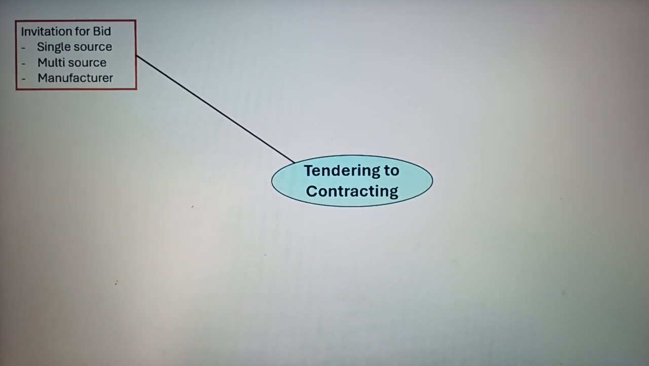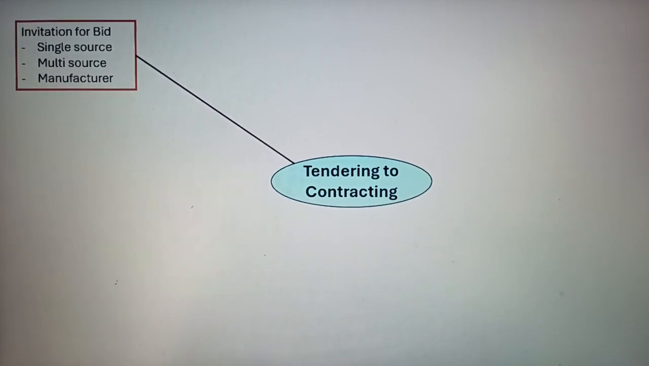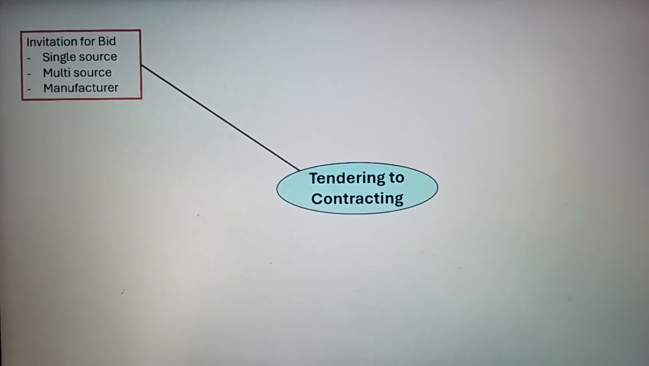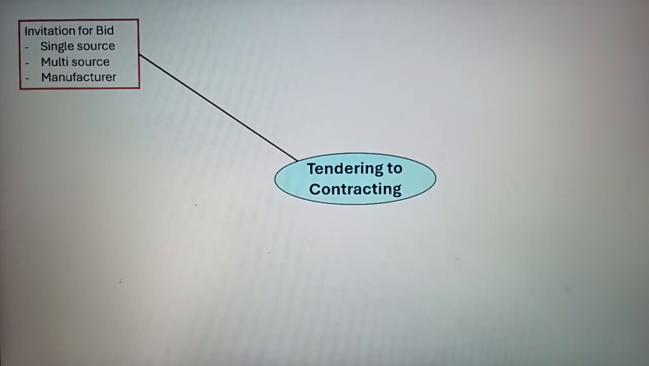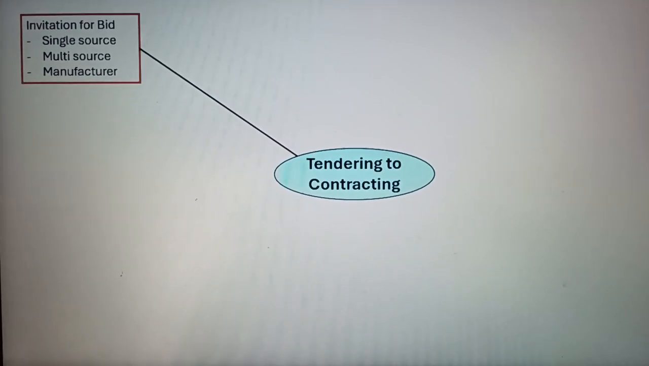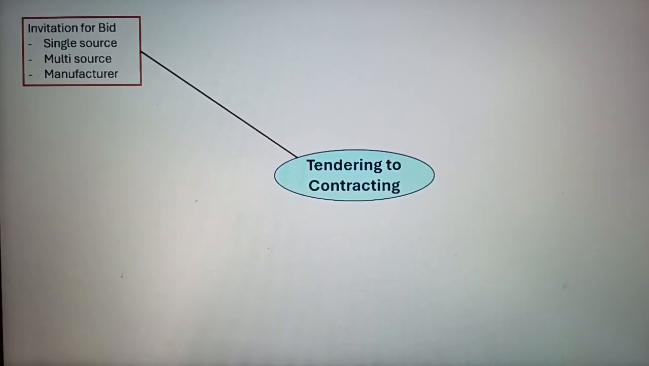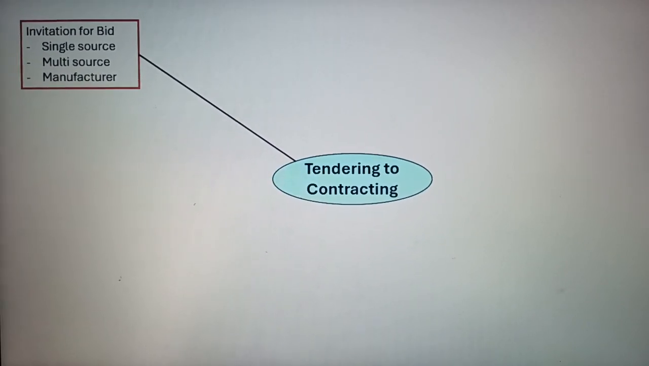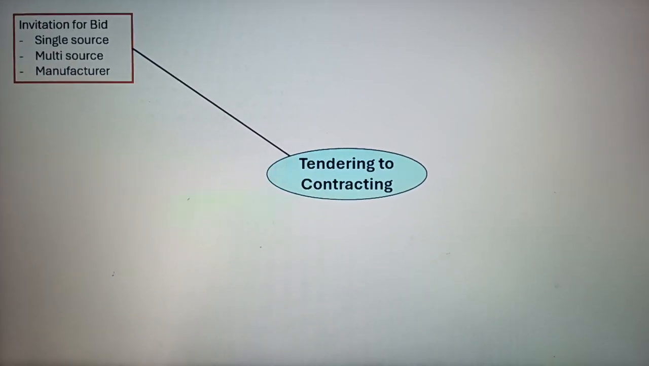Suppose a ladder is required, not a normal ladder but a 10 foot or 14 foot wide, very big ladder; there are very few manufacturers in India. So it is called a single source. We send him the inquiry, he will quote, and on the basis of negotiation we will award the order to him only. There are no other bidders in this type of tender. It is called a single source tender.